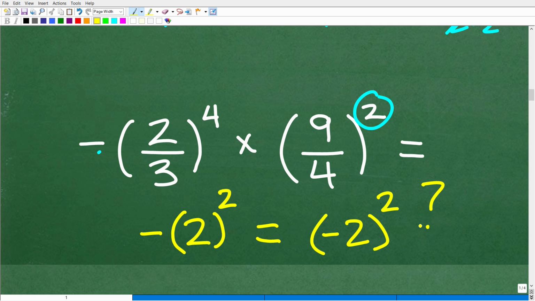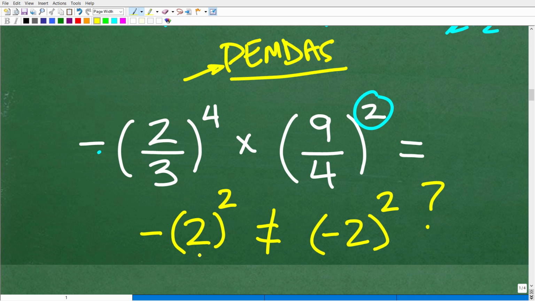Well, the answer here is no, these are not the same. There's a big difference between this, and we have to go back to our PEMDAS. So parentheses. Let's take this one right here, negative 2 squared. Why are these answers not the same? They look very similar. Well, negative 2 squared means what? We're taking negative 2 and multiplying it by itself 2 times. So this literally means take negative 2 times negative 2.